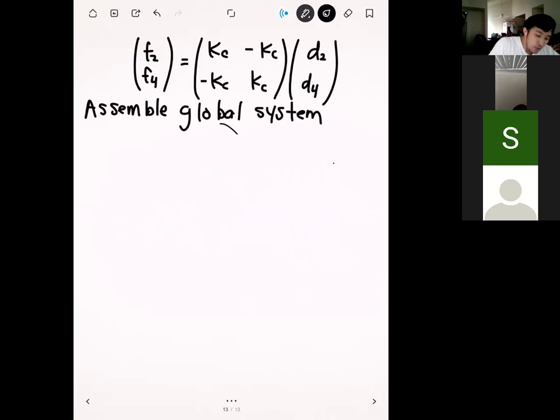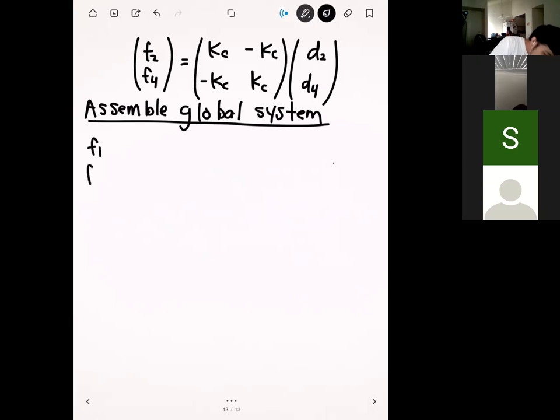Okay, and so once you have all the element stiffness matrices for all the elements, the next step is to assemble them all into the global system. And so our global system in this case will be a 4x4 since we have 4 nodes. Okay, so let's go ahead and write that out.